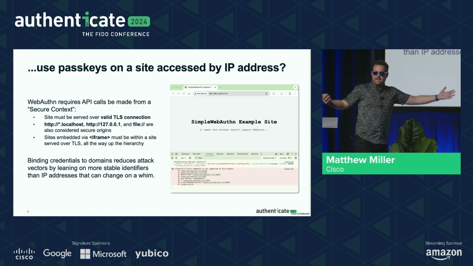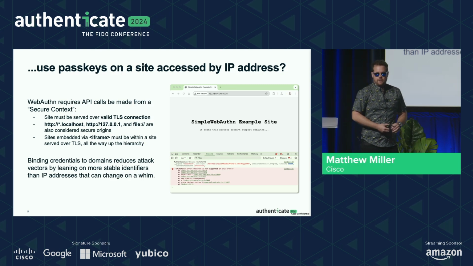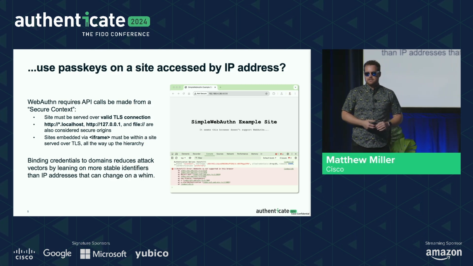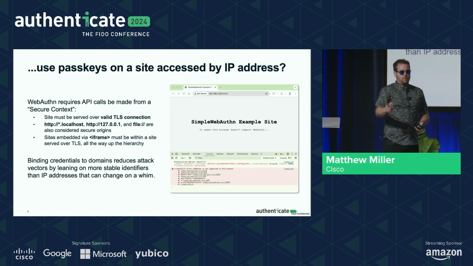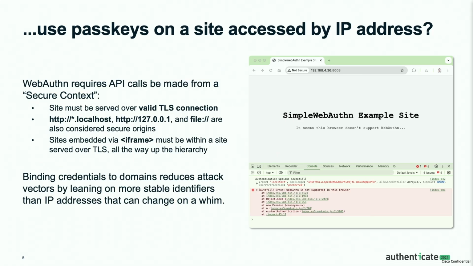I frame all of these as how-do-I questions. The first one is: how do I use passkeys on a site accessed by IP address? WebAuthn, if you go look in the docs, says that it has to be executed from a so-called secure context. It's an actual standard execution environment that browsers may enforce.